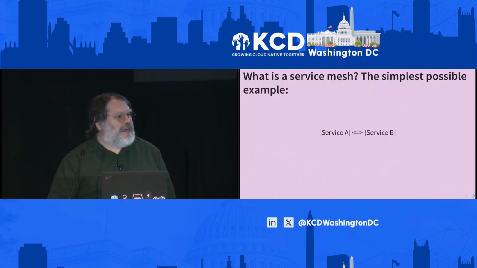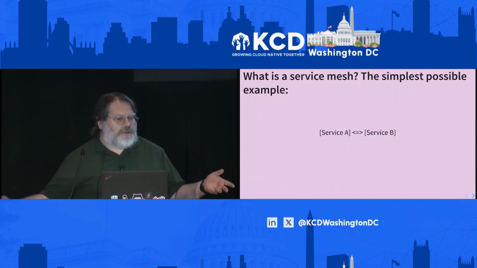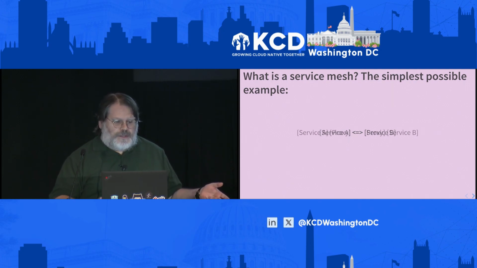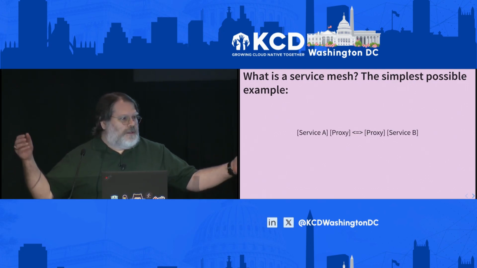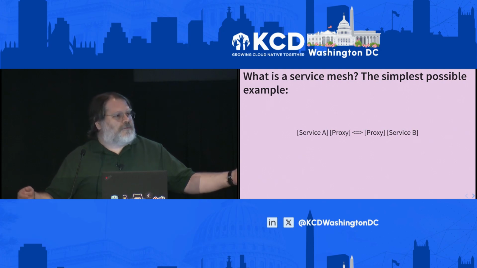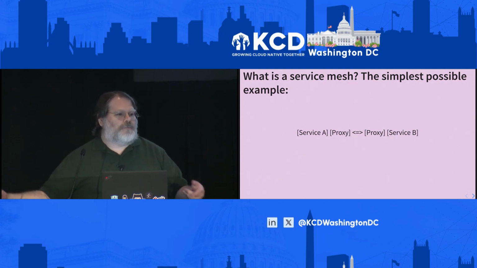What is a service mesh? And in my head, at least, the simplest possible example of what it is: you have a service that's communicating with another service, and you could have done this long before Kubernetes existed. You could put a proxy next to each one of those services so that instead of communicating directly with each other, they communicate through the proxies.